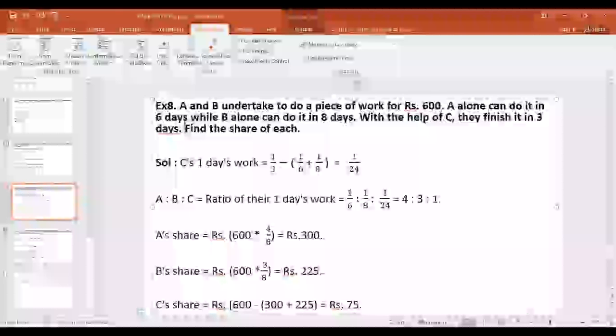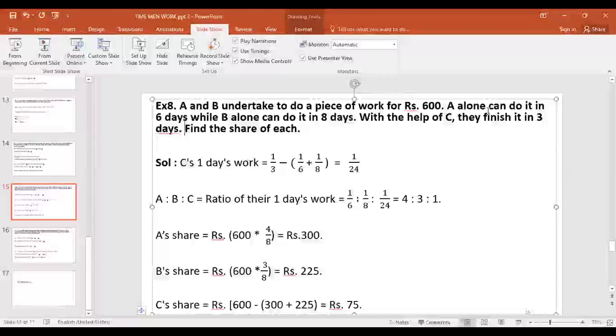A and B undertake to do a piece of work for rupees 600. A alone can do it in 6 days and B alone can do it in 8 days. With the help of C, they finish it in 3 days. So find the share of each. Now, they cannot divide it equally because they have to divide it only as per their working efficiency.